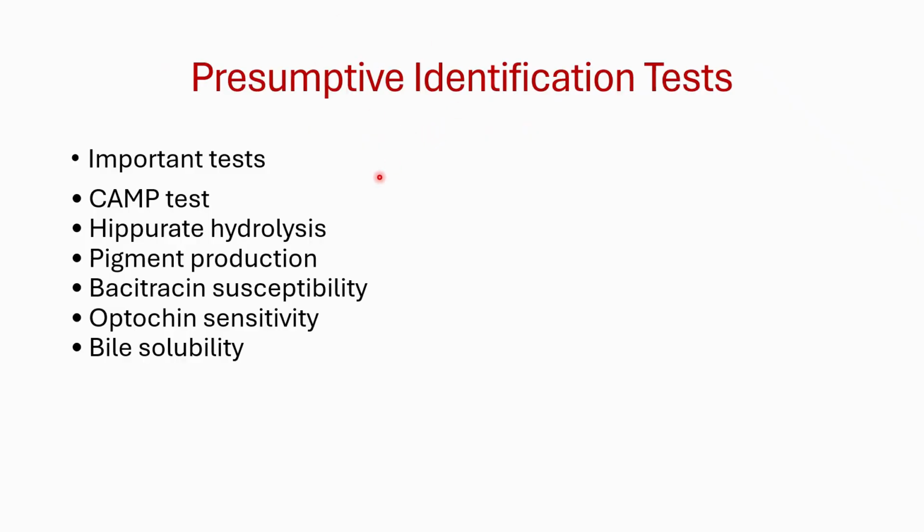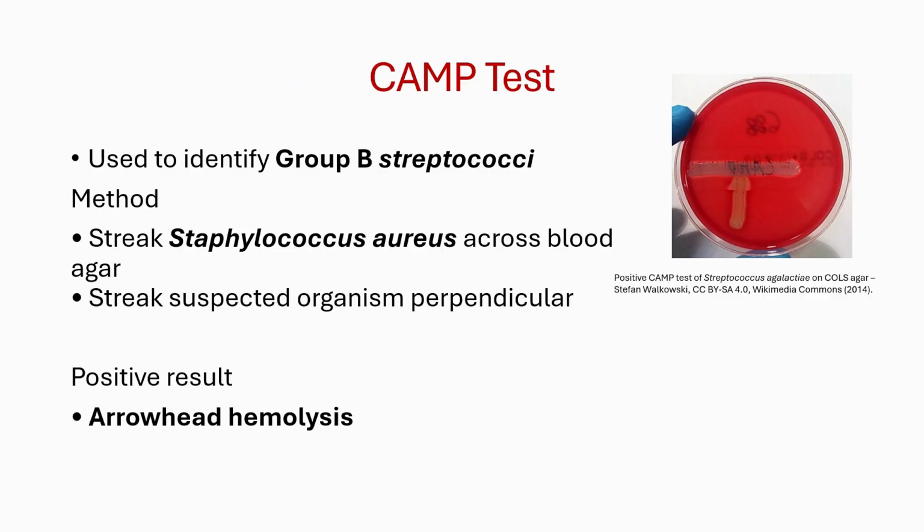Several presumptive identification tests are used in the laboratory to differentiate important streptococcal species. These include the CAMP test, hippurate hydrolysis, pigment production, bacitracin susceptibility, Optochin sensitivity, and bile solubility testing. The CAMP test is used for identifying group B streptococci, particularly Streptococcus agalactiae. In this test, a culture of Staphylococcus aureus is streaked across the center of the blood agar plate, and the suspected streptococci is streaked perpendicular to it. A positive CAMP test produces a characteristic arrowhead-shaped zone of enhanced hemolysis.